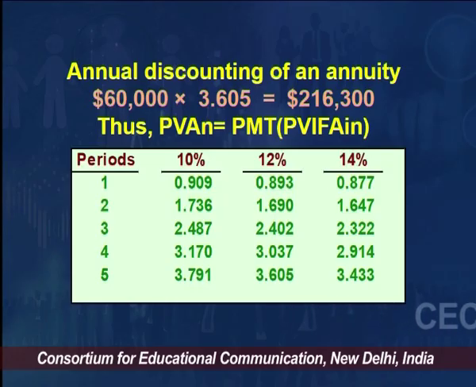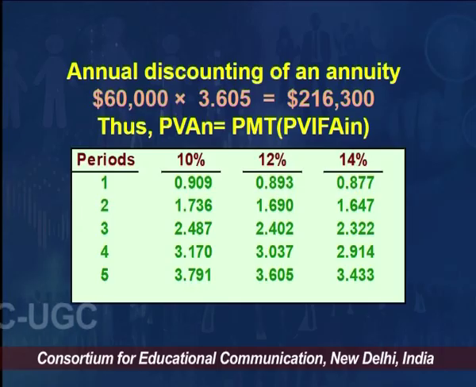Another way is that I can go to the discount value table of 1 rupee, take the discount factors for all the 5 years, sum them up together and multiply with the cash flow. Even then you will get the total 3.605. So, that is how we get the answer, the present value of annuity.